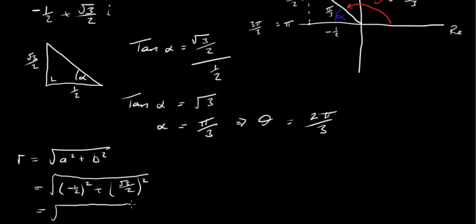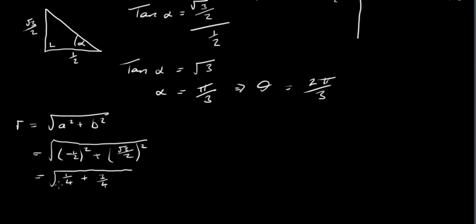So we end up with -1/2 squared, which is +1/4, and then we've got to square this fraction here. Square the √3, you get 3. Square the 2, you get 4. So what we end up with here is the square root of 3/4 plus 1/4. So that's 4/4 or just 1. So what we end up with here is the square root of 1, which is just 1.